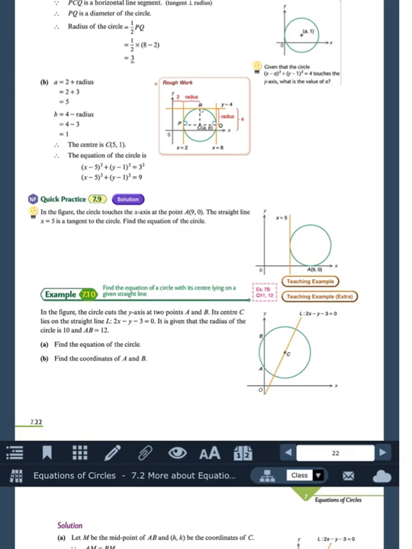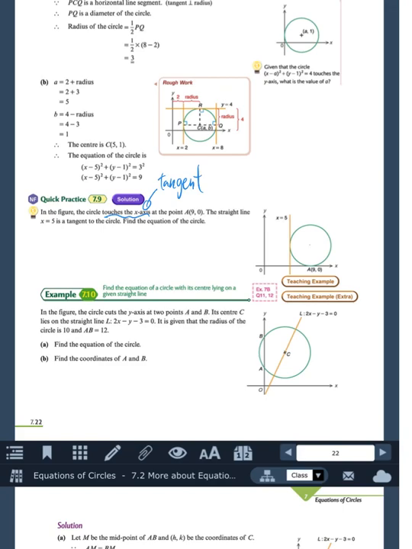Alright, in the figure, the circle touches the x-axis. That means the x-axis will be a tangent. Another straight line, x equals 5, is also a tangent. Find the equation of the circle.